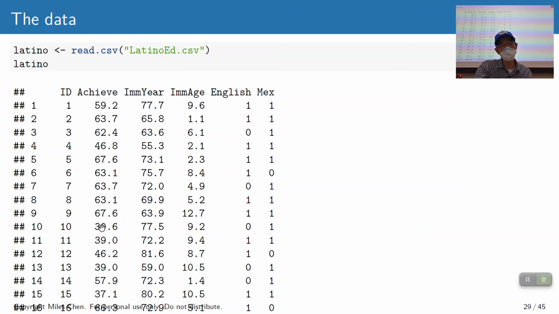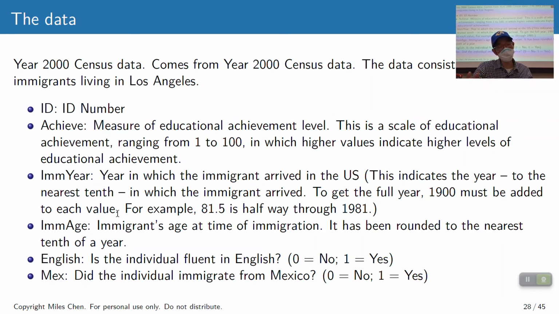The only information we have is higher numbers mean more educational achievement. So I don't know what it means to have a 30.6 and what it means to have a 67.6. Unfortunately, that information is not provided. But these are questions that I think we should be asking and are important. Anytime you encounter a data set and you have some kind of score, you should ask, what does this score even mean? And where did this score come from? There's other variables: immigration year, immigration age, which is the year in which they arrived, and the immigrant's age at the time of immigration.